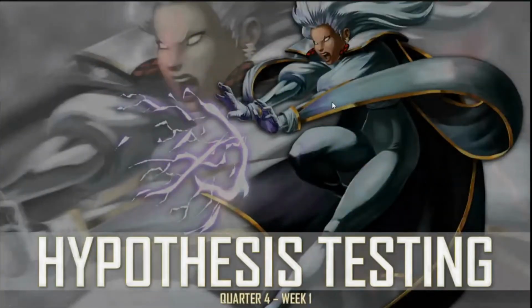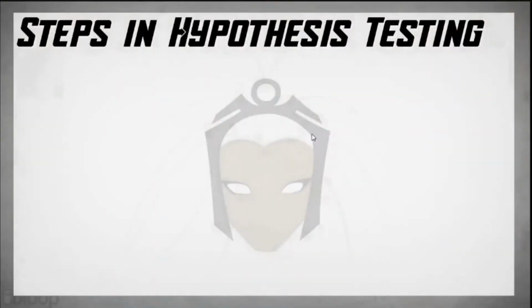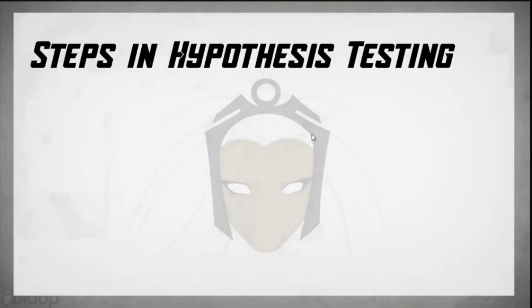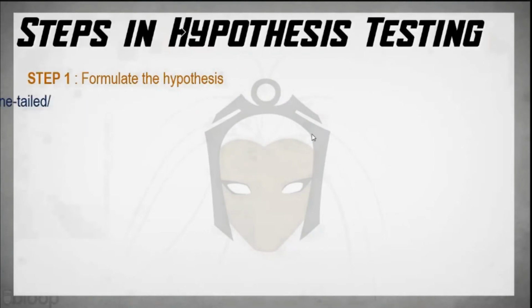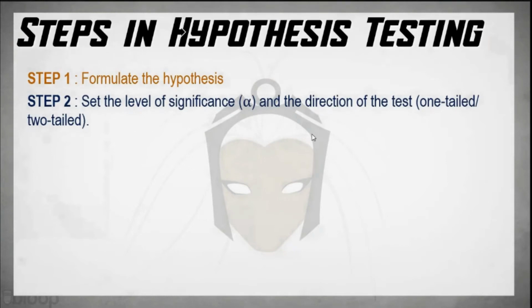Let's have hypothesis testing. Okay. Quarter 4, week 1. This is our lesson last 2 weeks. So let's have a quick recap of our lesson. In hypothesis testing, we have 5 steps. So, isa-isayin ulit natin. And the first one is to formulate the hypothesis and then set the level of significance and the direction of the test. Okay? So, let's see that.